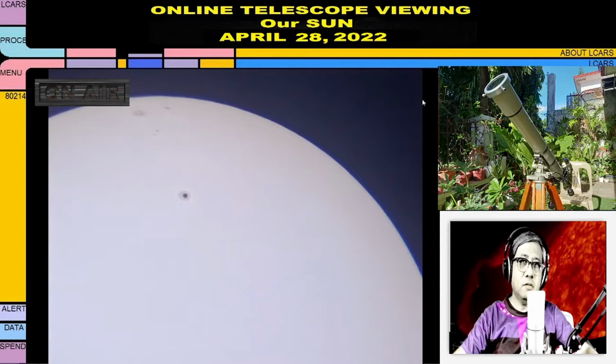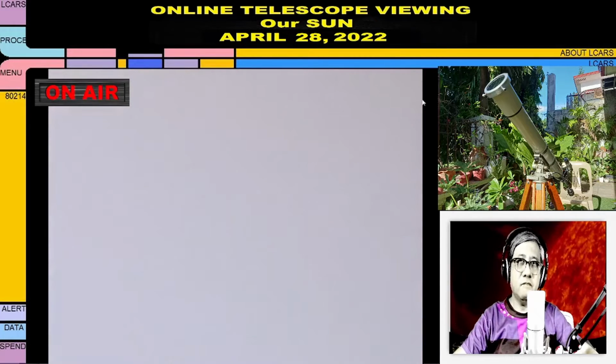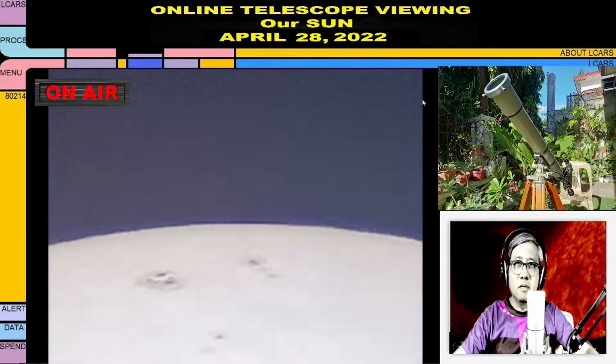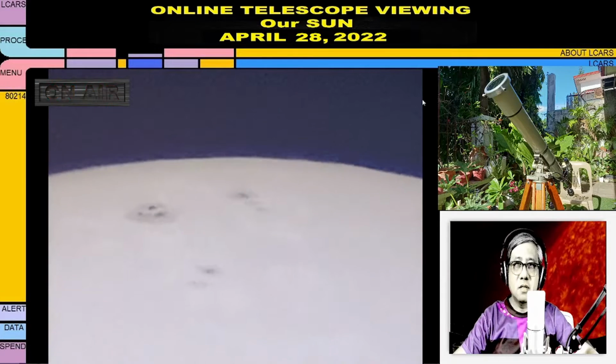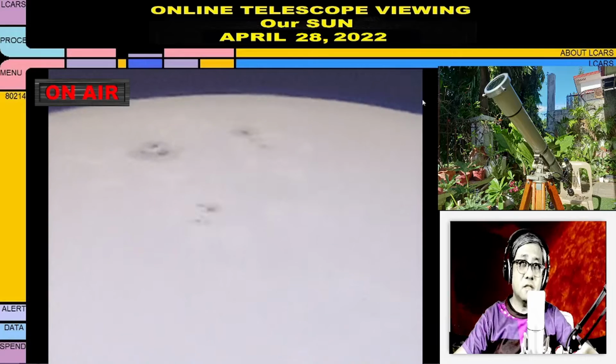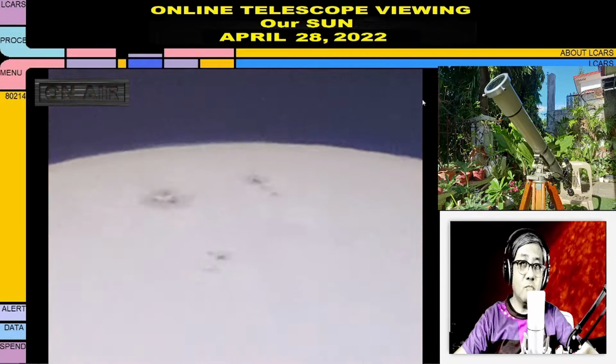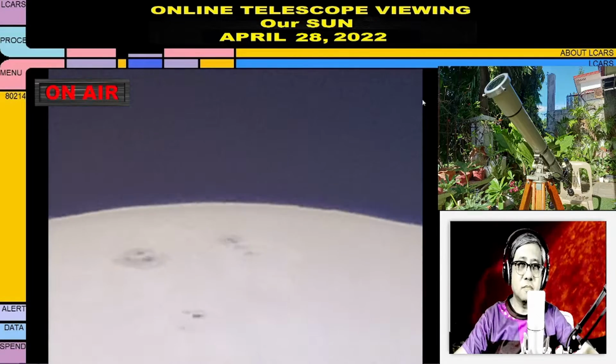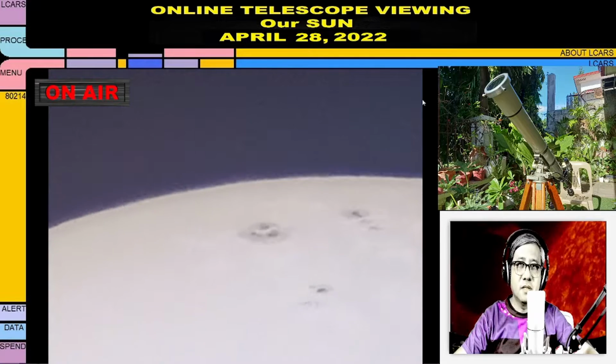Alright, so ito na po mga ka-spacers. This is the magnified image of our sun with sunspots. Ayan po, ito nasa bandang edge na ng araw. Actually matagalan natin na obserbahan po yan. Gumalaw lang po, nagbago yung position. Alright. Okay, yan.